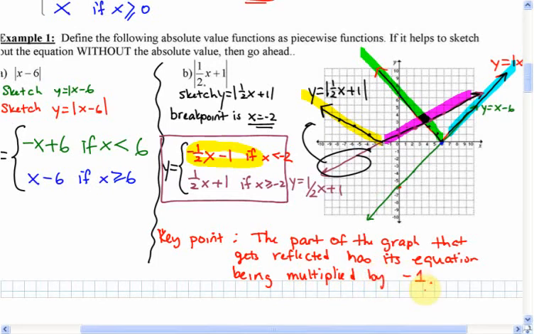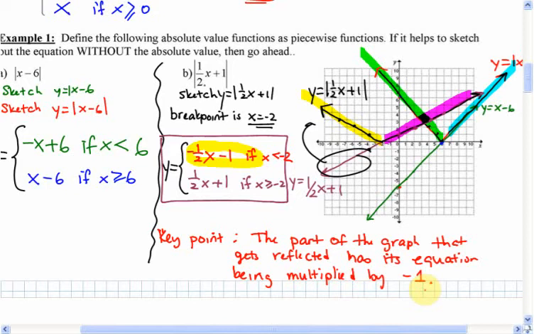So what I would like you to understand when you're writing these piecewise functions, and I know this is still weird for you guys right now, is that for the part that gets reflected, all you have to do is take the original equation and make all the pieces negative. The part that stays the same, when there's no reflection, well, guess what? The equation stays the same.